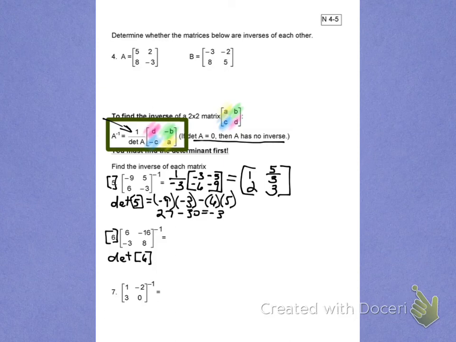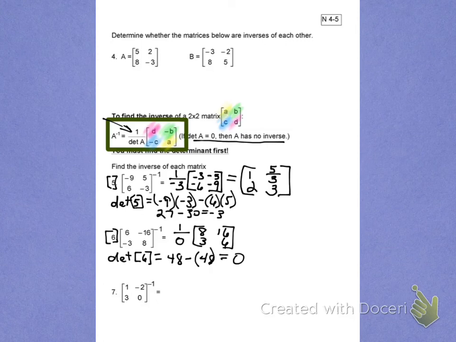The determinant then is 6 times 8, which is 48, minus 16 times 3 is 48. So 48 minus 48 means our determinant is 0. Okay, so that would set up as 1 over 0. We'd swap A and D, change the signs on B and C.